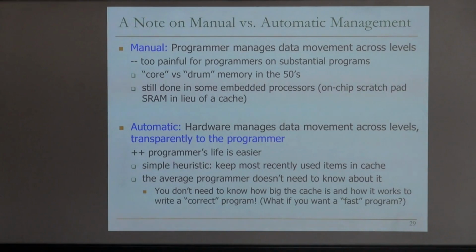The average programmer doesn't need to know about this. You don't need to know how big the cache is and how it works to write a correct program. That's great, but what if you want a fast program? Then you need to know all of that again. You should know what your cache size is such that you can partition your program such that your working set fits in the cache. And you can also actually prefetch the data into the cache manually. So if you really want to get the highest performance out of your system, you're back to manual management.